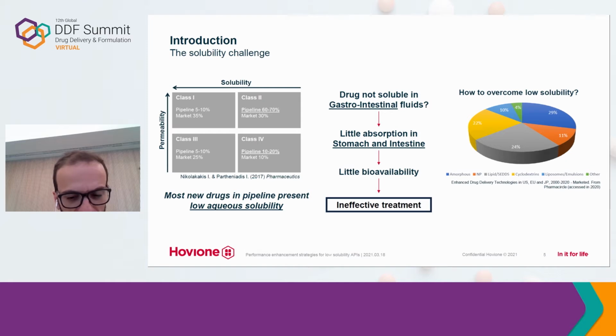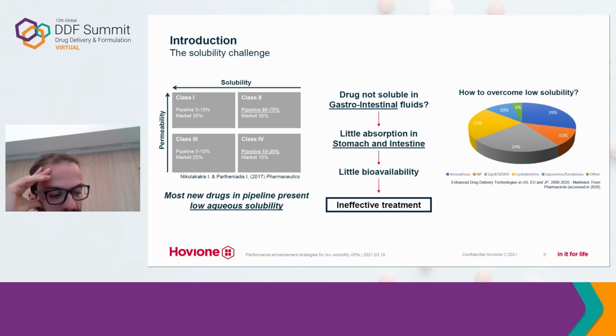So the second challenge we discuss, coupled with the first one, is the solubility challenge. So the vast majority of compounds in the pharmaceutical pipeline present poor aqueous solubility, about 70% of which have dose solubility limiting, which are BCS class 2. This means that enabling technologies are required for an effective delivery.